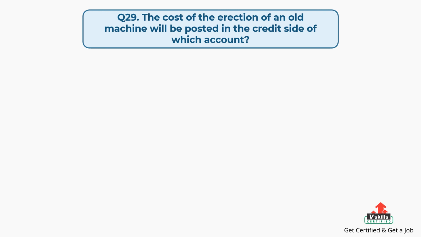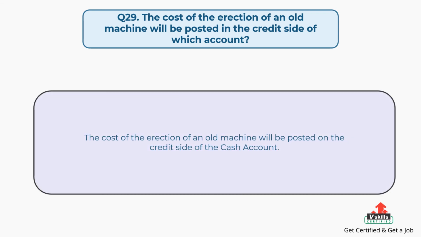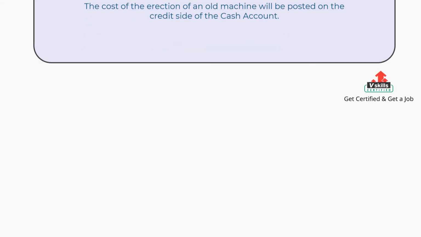Question number 29. The cost of the erection of an old machine will be posted on the credit side of which account? The answer is, the cost of the erection of an old machine will be posted on the credit side of the cash account.